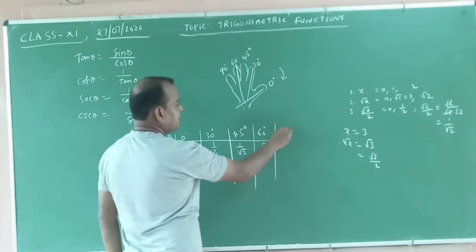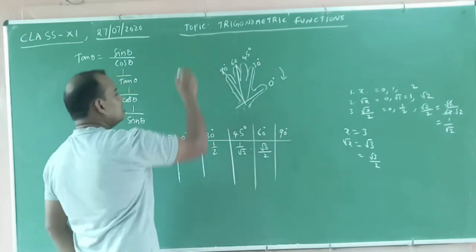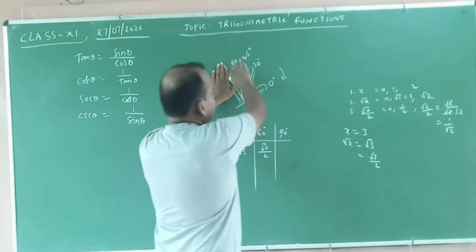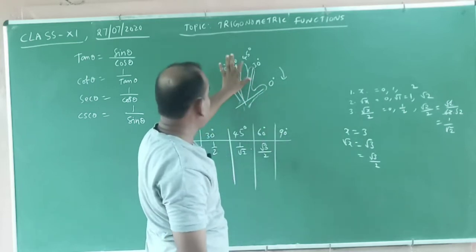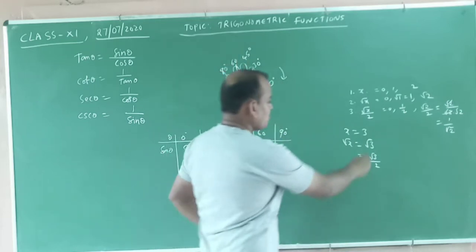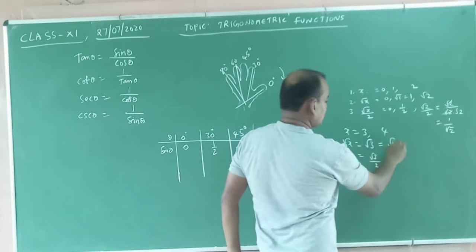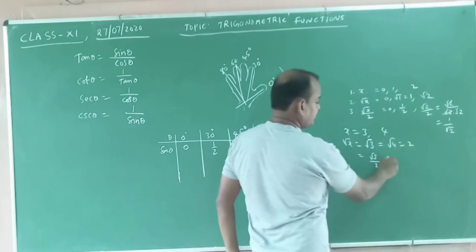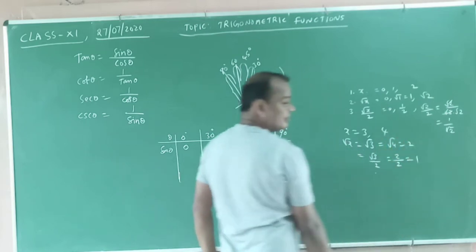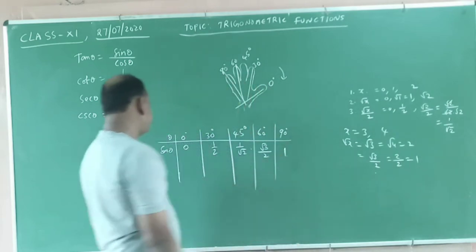Now the next one, 90 degrees. How many fingers are there from the right side? 1, 2, 3, 4. The x value is 4. Root 4 is 2, divided by 2, equals 2 by 2, which is 1. Therefore sine 90 degrees is 1.